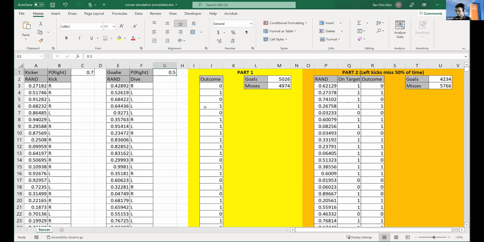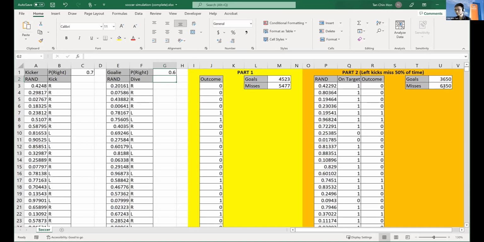But the goalie is not going to do this, right? The goalie is going to dive right a bit more. Let's say the goalie dives right 60% of the time. This is where you realize that the goalie is going to save a lot more goals, and the probability of scoring a goal drops to 36%.